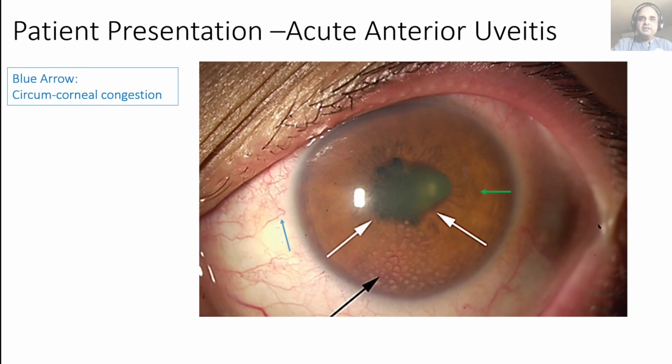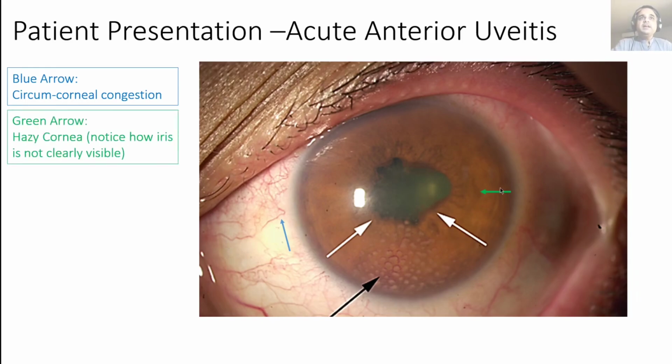We have seen this in keratitis. We've also seen this in acute angle closure, and we know by now why this happens. We'll talk about why this happens if you can't think about it right now. The green arrow is showing you a hazy cornea, although not as hazy as what we saw in acute angle closure or in a full-blown keratitis, where because of infiltration and abscess formation, you can't really see anything during an active disease. Here, it is mildly hazy because you really can't make out the iris in good detail.